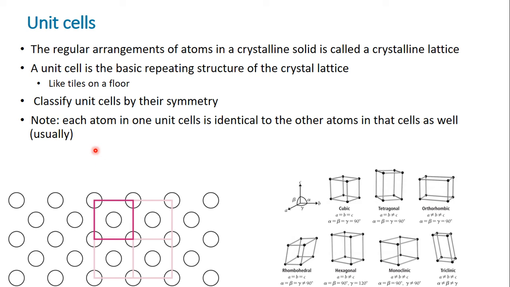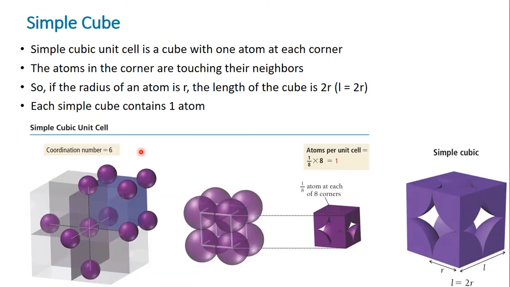It is possible that one unit cell could be slightly different than another. You actually see that in biochemistry. But here, we're just going to think of the simple case where they're not going to be different. So let's look at the different types of simple unit cells we can have.